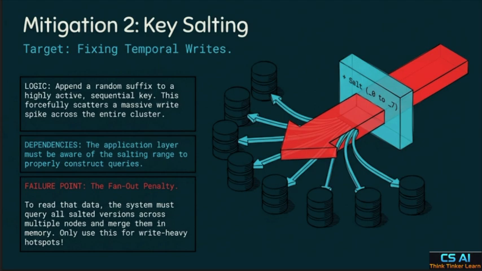For write-heavy temporal hotspots, we use key salting. We append a random suffix like _0 to _7 to a highly active sequential key. This forcefully scatters a massive write spike across the entire cluster. The trade-off is the fan-out penalty. To read that data back, the system must query all salted versions and merge them in memory. It's a powerful tool, but use it surgically.